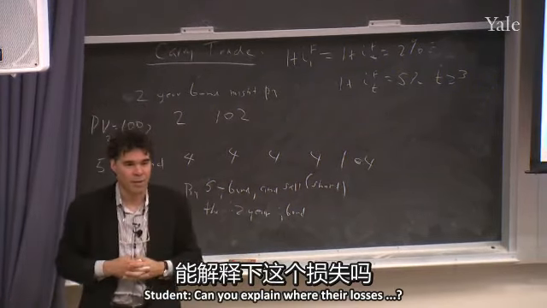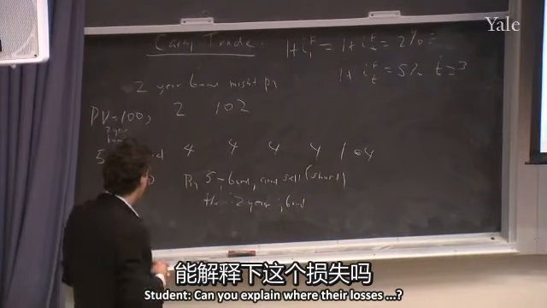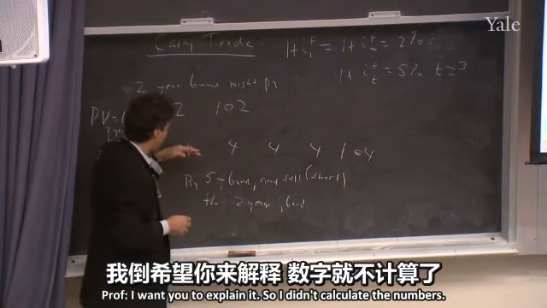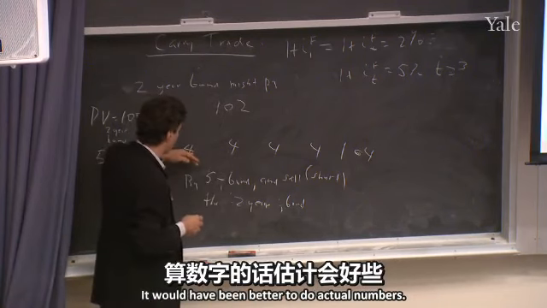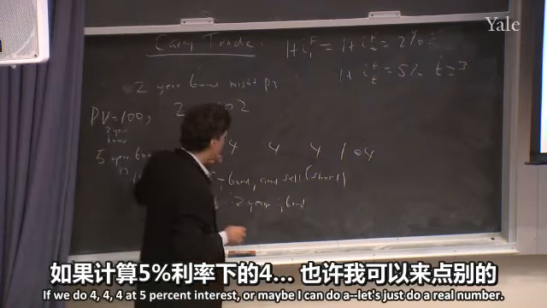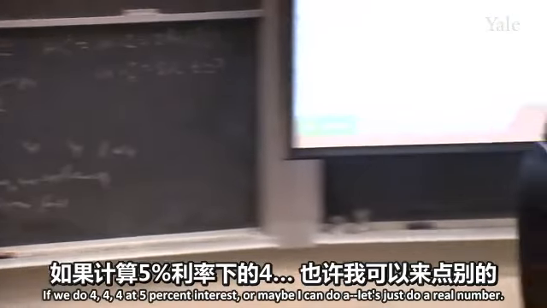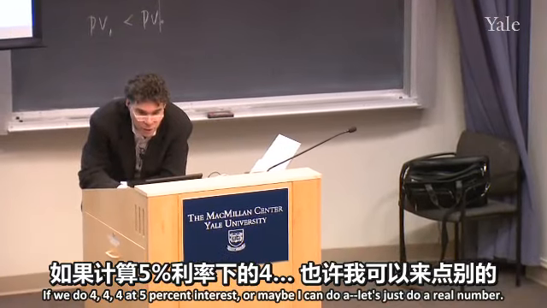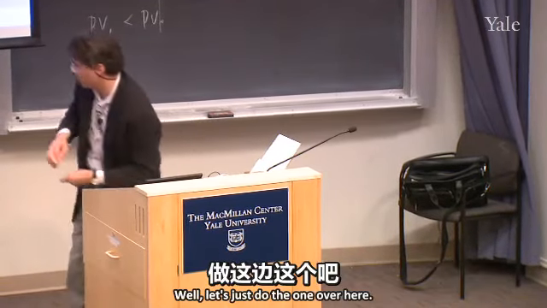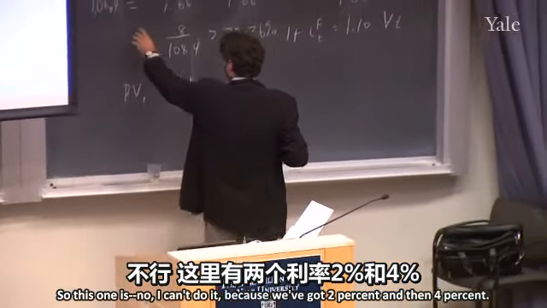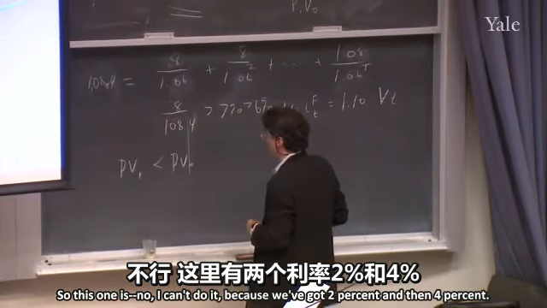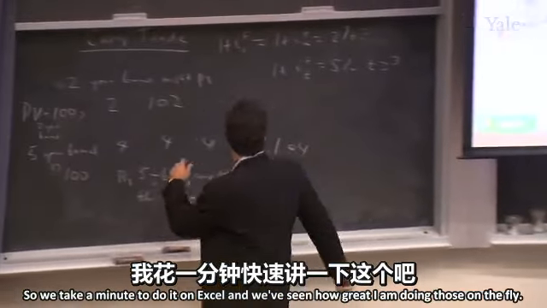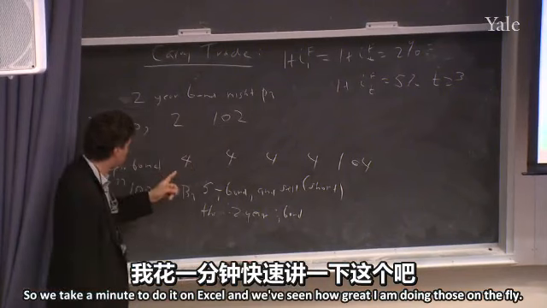Yeah. Can you explain where their losses were going on? Okay. So you see that, I didn't calculate the numbers. It would have been better to do actual numbers. If we do 444 at 5% interest, or maybe let's just do a real number. Well, let's just do the one over here. No, I can't do it because we got 2% and then 4%. It would take a minute to do it on Excel. We've seen how great I am at doing those on the fly.